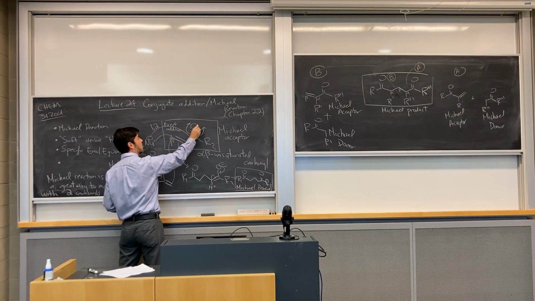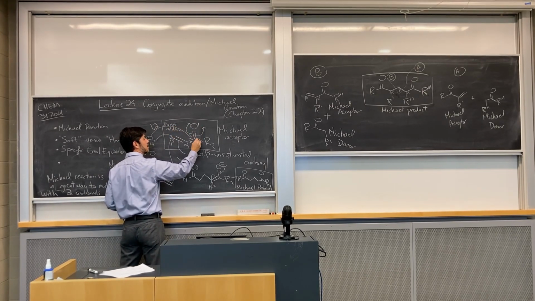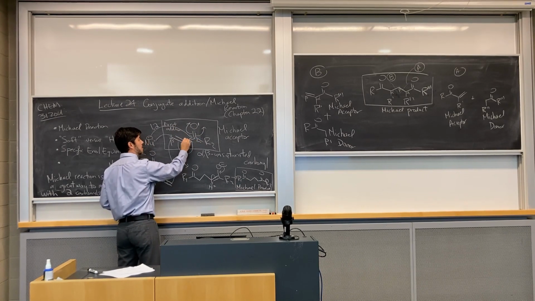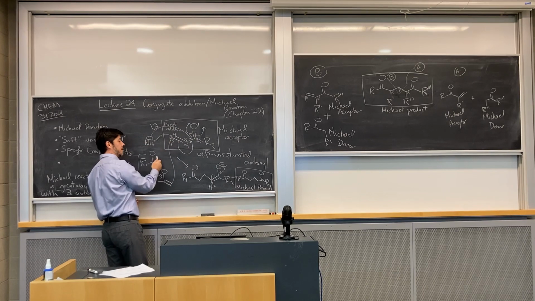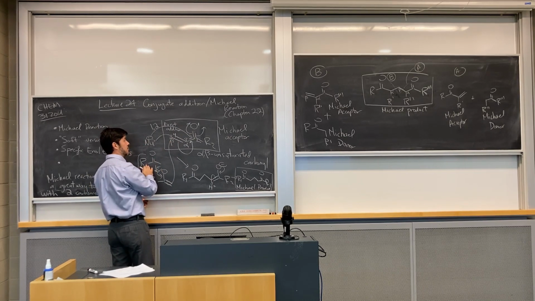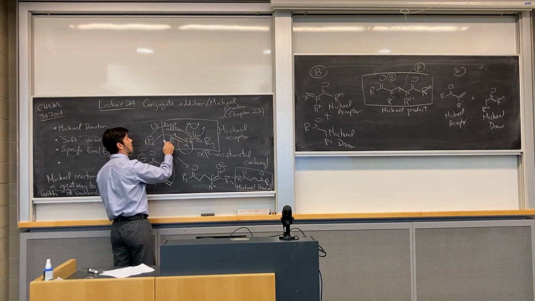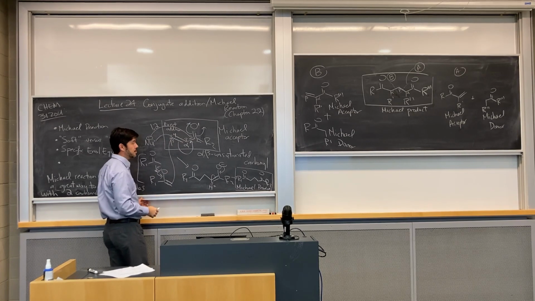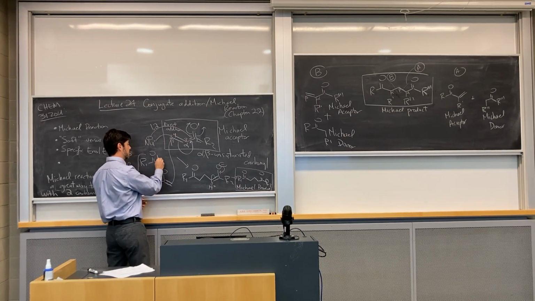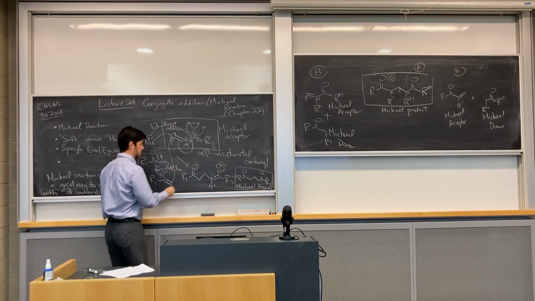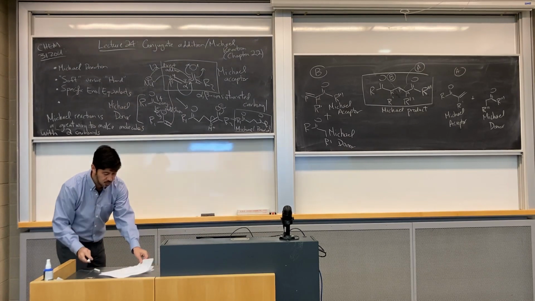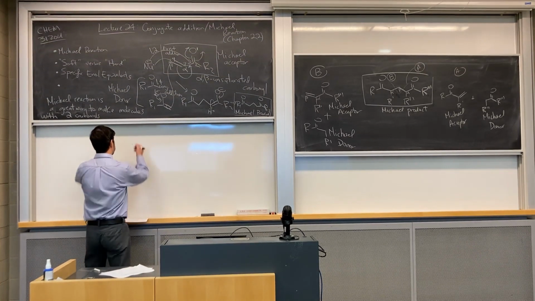Okay, and the reason it's called 1,2 is because we have number 1, 2, and then we can keep going 3, 4. So if you're actually doing the reaction through the Michael reaction, it's actually 1,4 conjugate addition. Okay, so let's talk about how we can control selectivity.